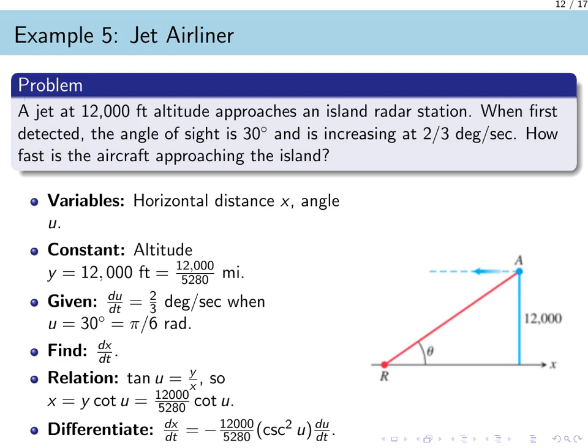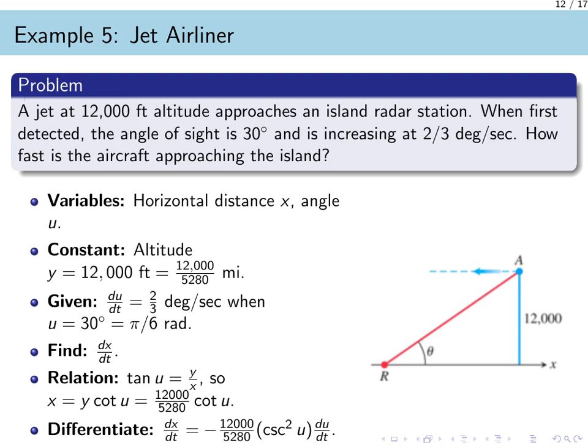To connect these variables, we can use trigonometry, finding that x equals the constant altitude times the cotangent of the angle u. By differentiating this entire relation with respect to time, we get a new equation that links the rate we want, dx/dt, to the rate we are given, du/dt.